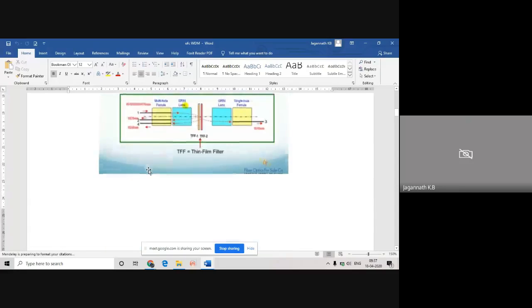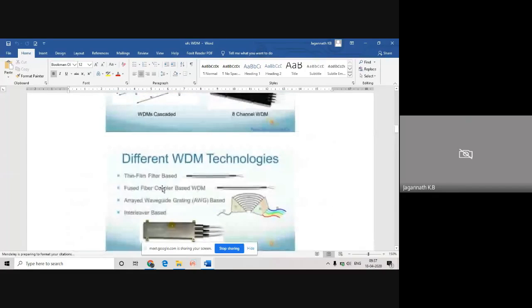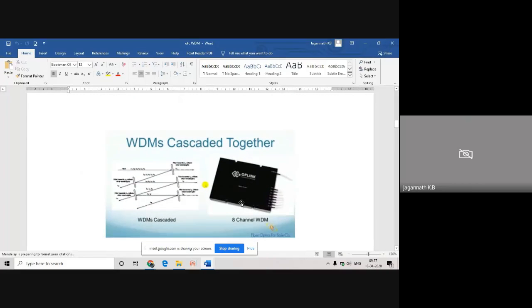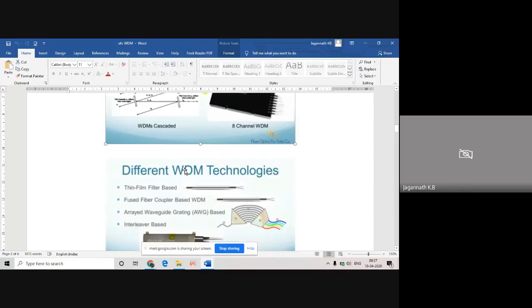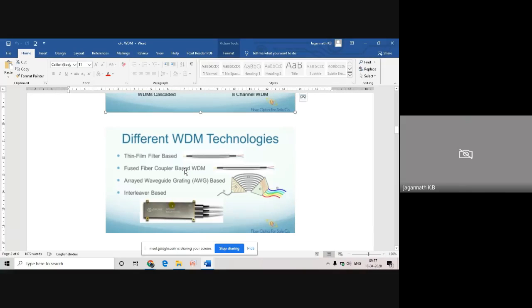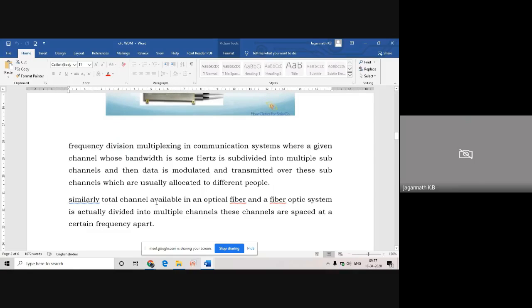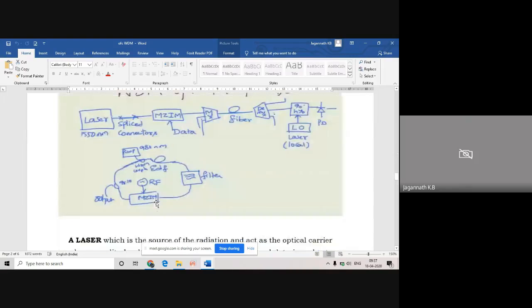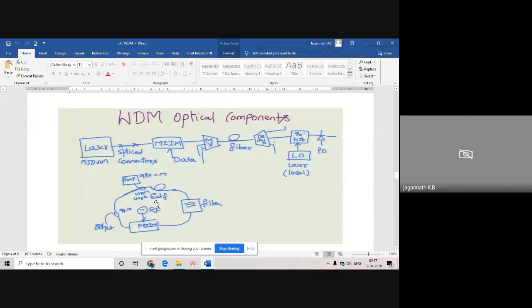And we have seen different types of WDM. You can see this 8-channel WDM. This is the commercially available WDM. We have 8 channels, 16 channels, 32 channels, and 64 channels WDM available. Based on requirement, we can send different wavelength lights. And these are the different types of WDM technologies: thin film based WDM, fused fiber coupler based WDM, array waveguide based WDM, and interleaver based WDM. And we have seen the WDM optical components.